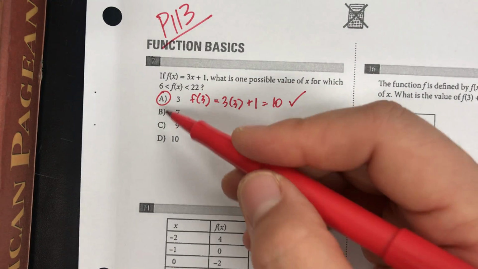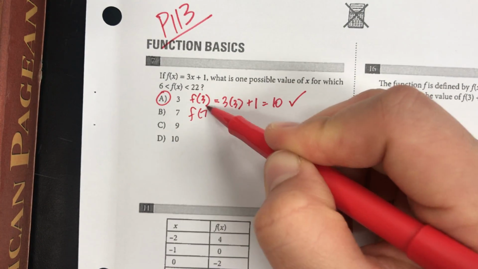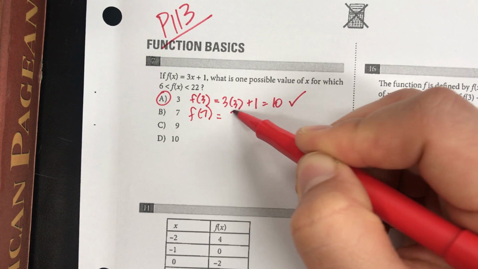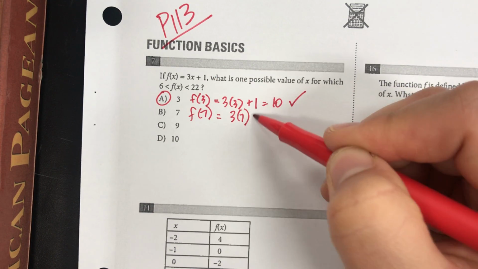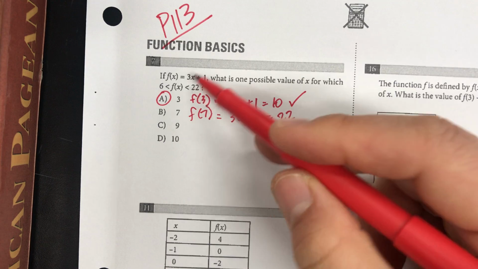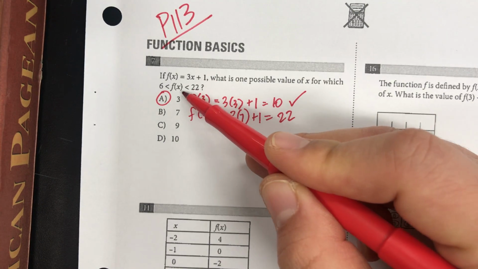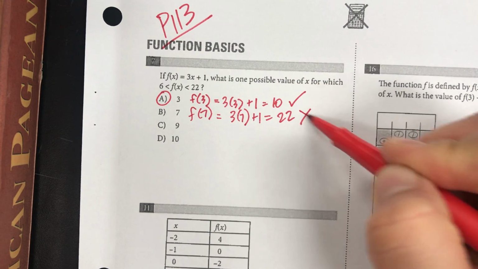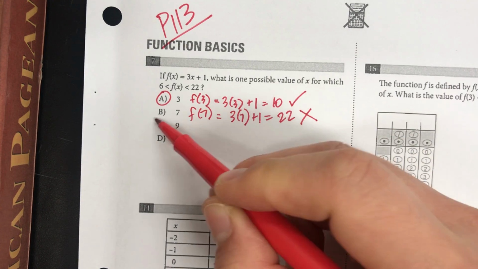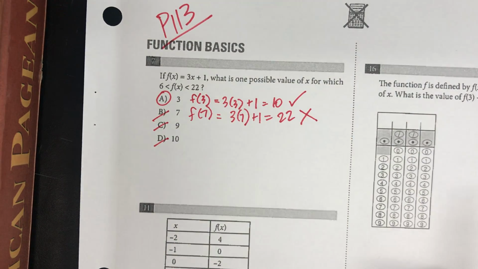If you're wondering, well, what about this next one? We'll try it. F of 7, you would go 3 times 7 is 21 plus 1 is 22. That is not less than 22. There's no equal sign there. So this would not work, and if that's too big, then all of these will be too big. A is your answer.